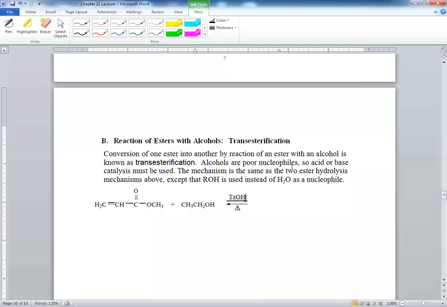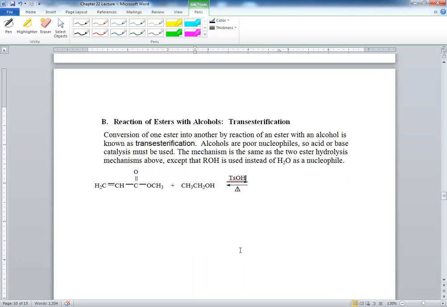So it's important to read this. It says alcohols are poor nucleophiles, so acid or base catalysis must be used. The mechanism is the same as the two ester hydrolysis mechanisms above, except that ROH is used instead of H2O as a nucleophile. We're not going to do the mechanism for this reaction. I just need you to predict the product.